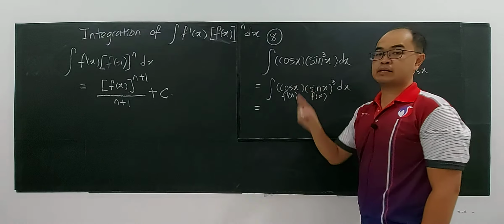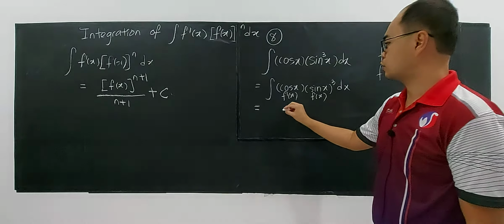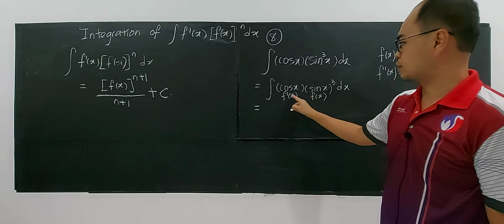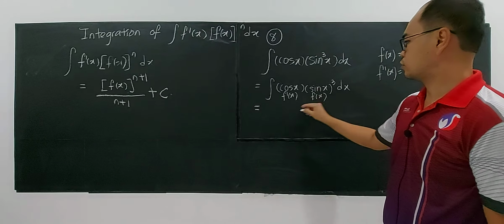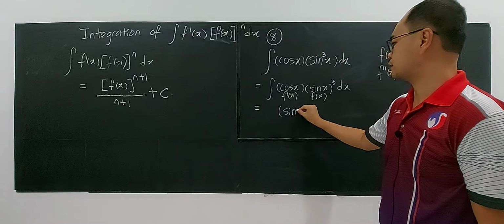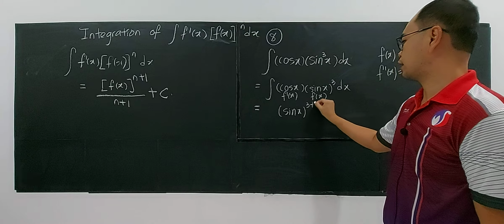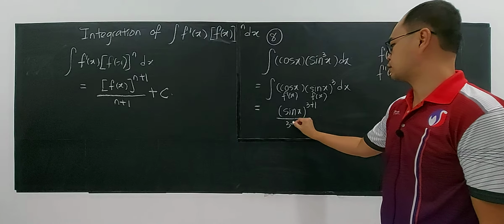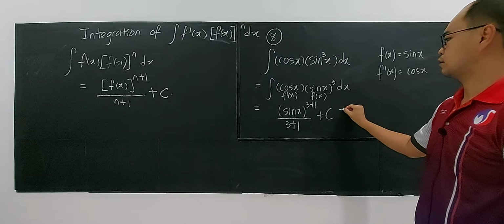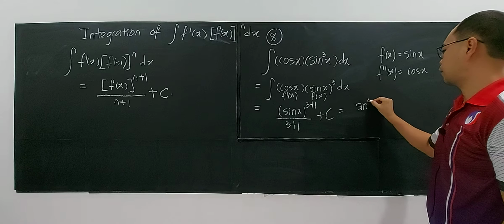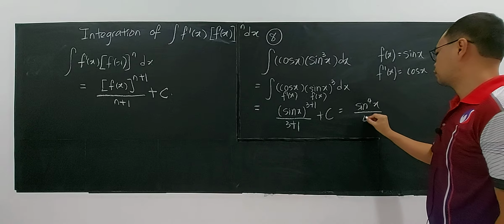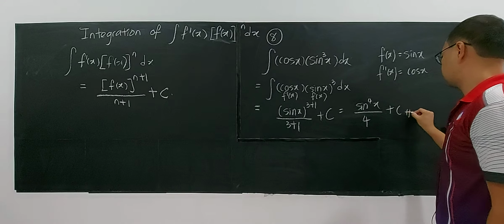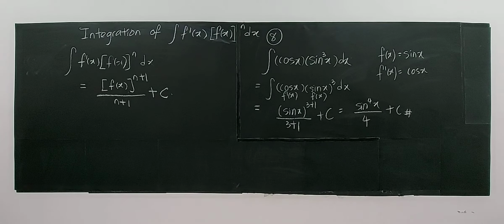It seems complicated, but once you know the formula, you know what to do. So sine is f(x), and when you differentiate, you get cos x here. Then you take sine x to the power of 3, add 1 and divide by 3 plus 1, plus c. Or you can say sine to the power of 4 x divided by 4 plus c. So easy, right? One more example for you.